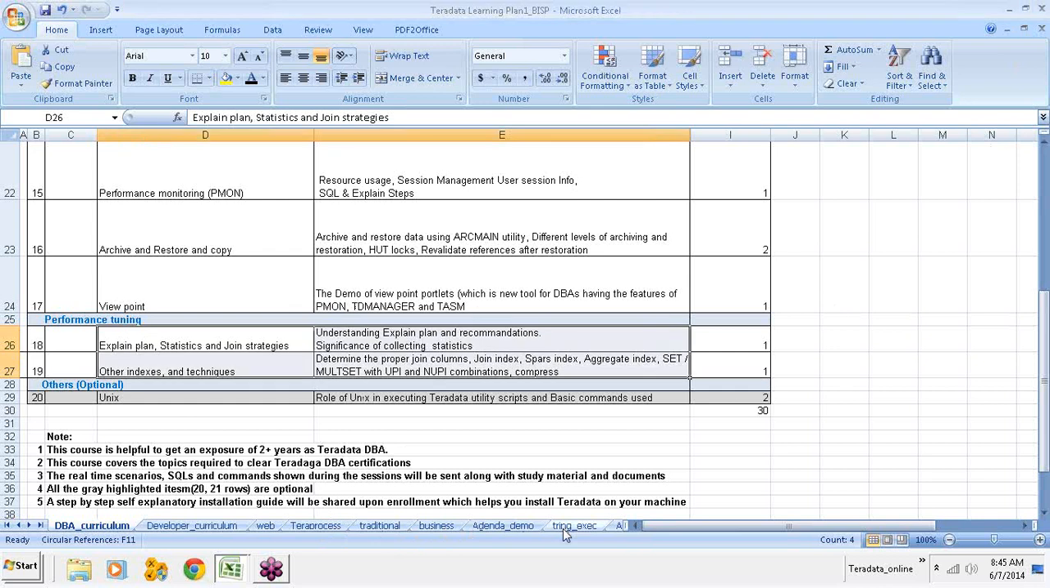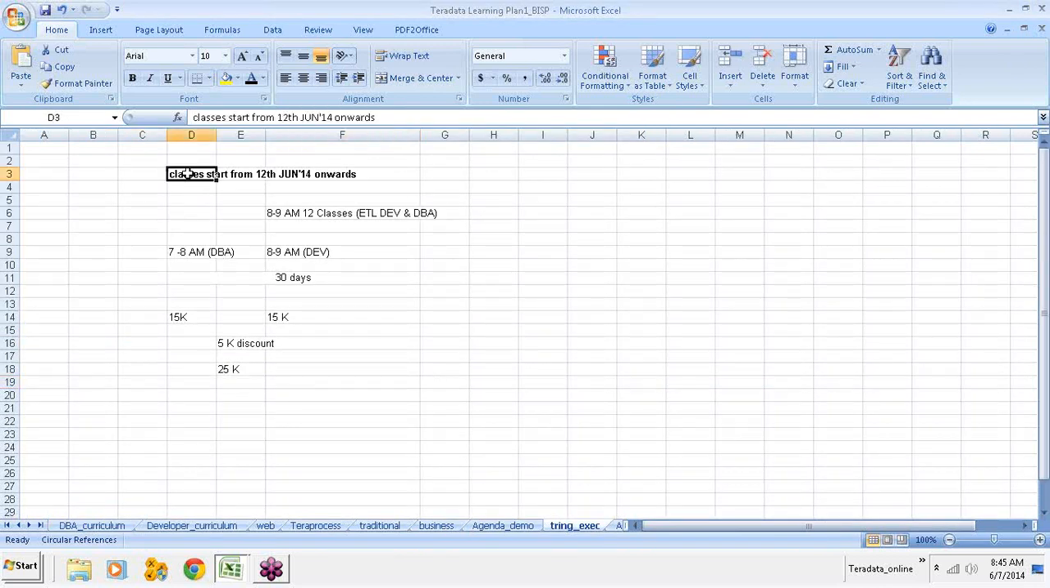And how will this program be executed? The regular classes are going to start from 12th June onwards at 8 AM IST. The first 12 classes are common for both developers and DBAs, and after this we have a split in the batches. The DBA would start at 7 to 8 AM IST and development would start at 8 AM IST. So the total period to complete both the development and DBA would be around 30 to 35 days in the middle.